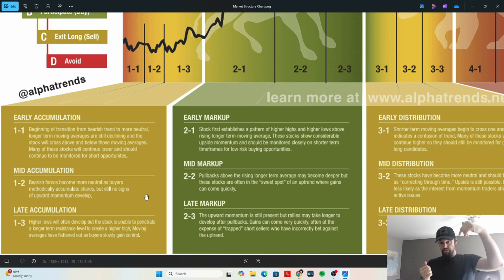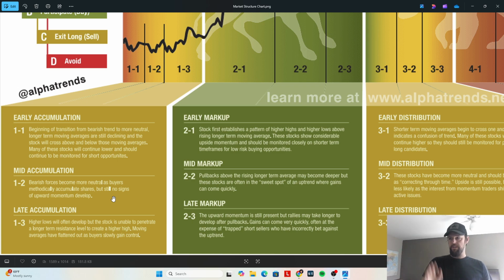Nobody's winning. They've stopped the downtrend, but it has not yet gone up. So that's what this accumulation phase is all about. And then, like it says at the late accumulation, higher lows will often develop, but the stock is unable to penetrate a longer-term resistance level to create that higher high. Moving averages have flattened out as buyers slowly gain control. So little do the short sellers know it, but the buyers have already won this race.